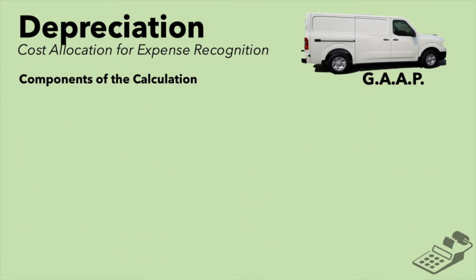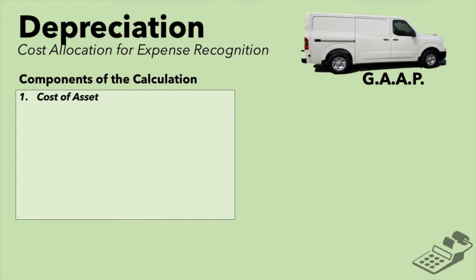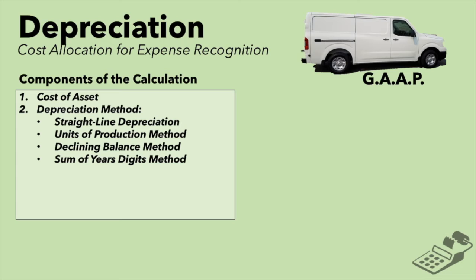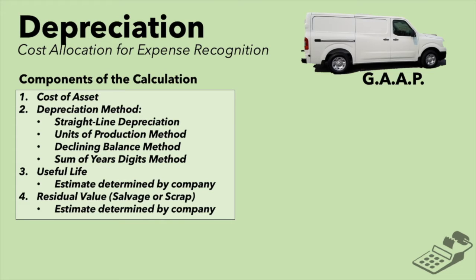So let's talk about GAAP depreciation. Most of our discussion here is going to be about GAAP depreciation. There are components to the calculation of depreciation. First, we have to know the cost of the asset. Then we have to know the depreciation method. We have to know the useful life, and we have to know the residual value, or what's sometimes referred to as the salvage or scrap value.